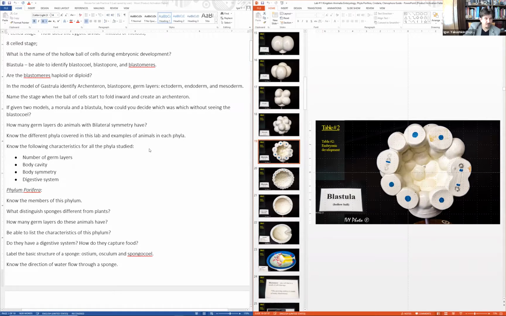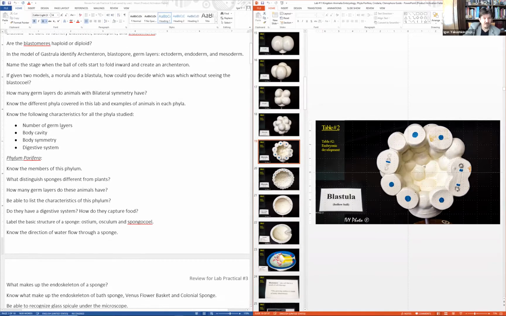All right. Note the different phyla covered in the lab and examples of animals in each phylum. Okay. Number of germ layers, body cavity present or absent, what kind of body cavity, true or false? Body symmetry, radial or bilateral. Digestive system: no digestive system, gastrovascular system, which means what? A sac. And then the complete digestive system, a tube.